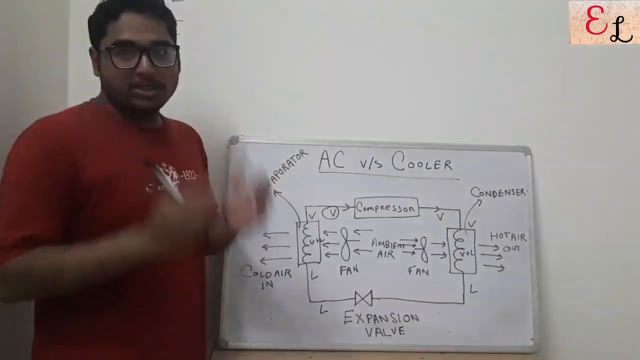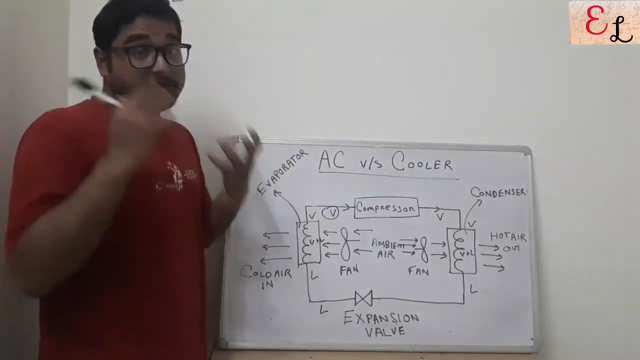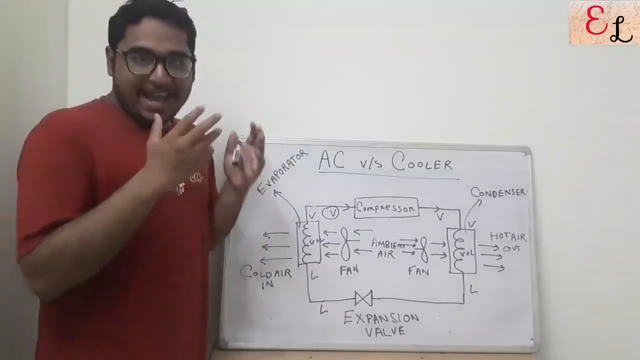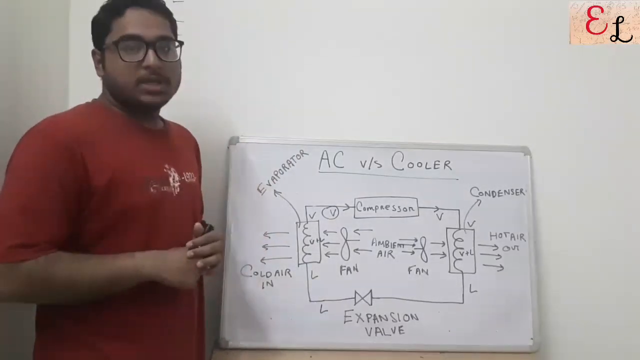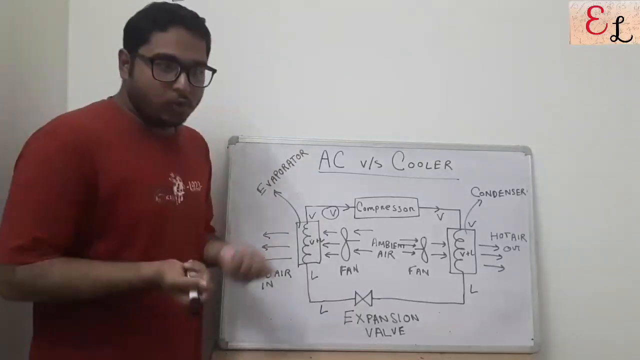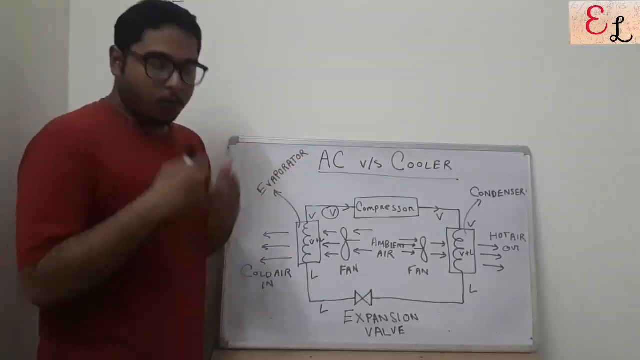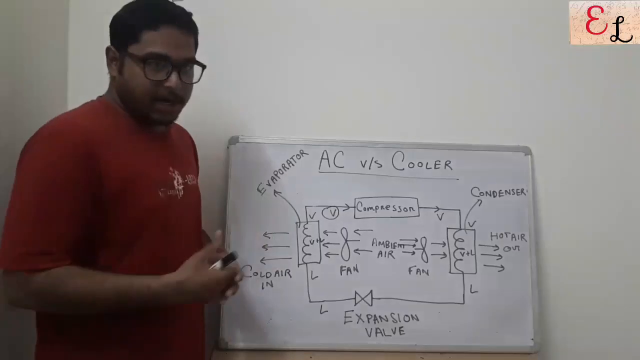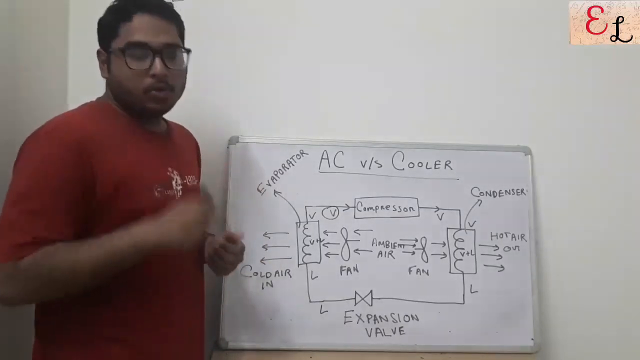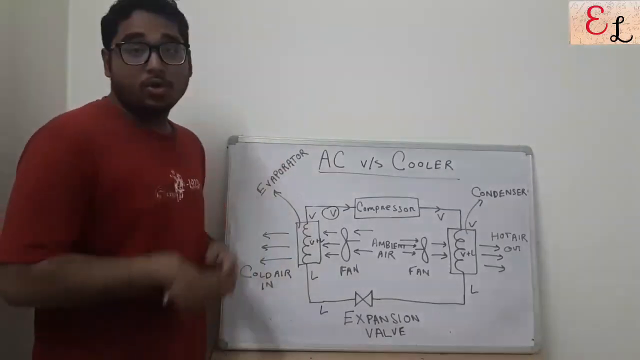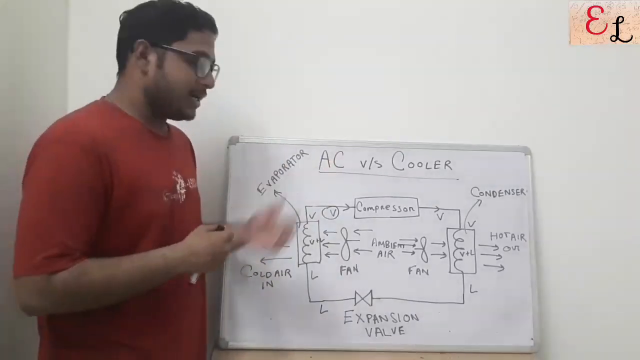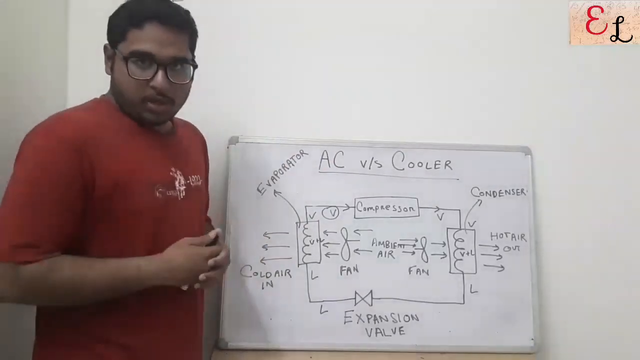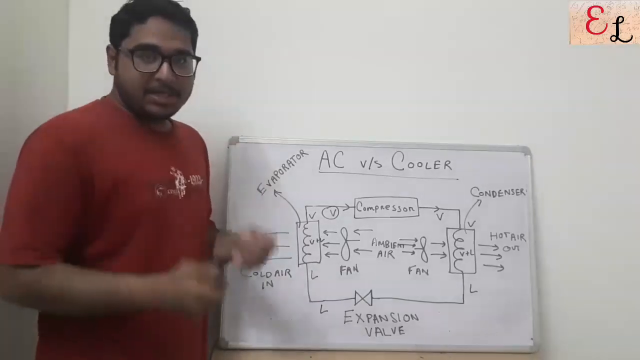So today we are going to discuss the basic difference in the working principle of an AC and a cooler. People often confuse an AC and a cooler. Either they don't know the exact mechanism of working of an AC and a cooler, they often mix up the two, and they suggest that you put an air cooler and it's going to give a similar cooling effect as an air conditioner. Is it so? Does the air cooler act in every ambient condition possible?